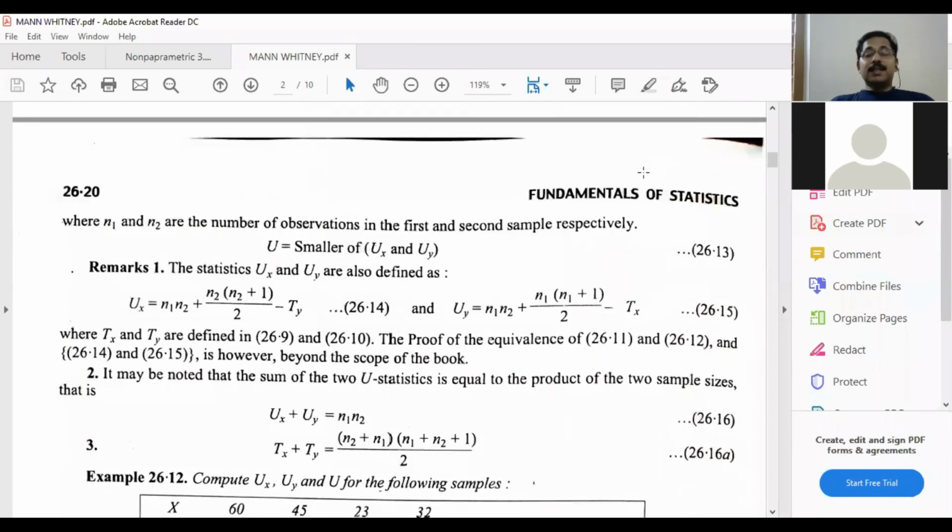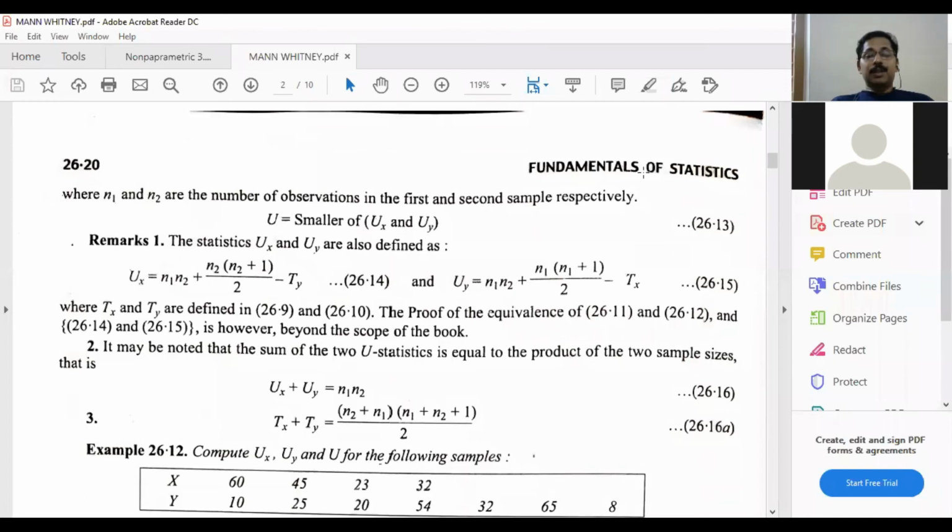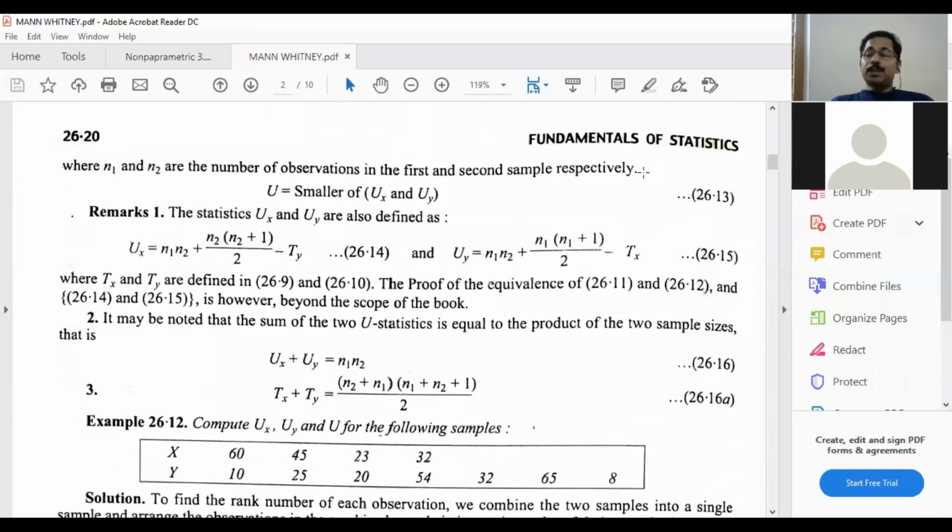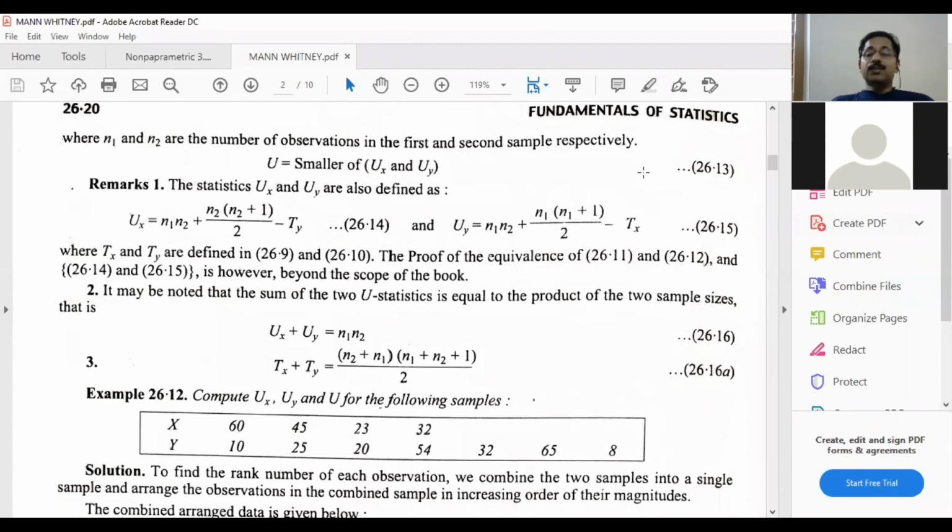Now the test statistic U is the smaller of Ux and Uy. In the Wilcoxon test, the statistic T is the smaller of T plus and T minus. Here, U is the smaller of Ux and Uy. This statistic can also be defined using another formula: Ux is n1 n2 plus n2 into n2 plus 1 by 2 minus Ty. This is a formula connecting X and Y. Similarly, Uy is n1 n2 plus n1 into n1 plus 1 by 2 minus Tx. You can use this formula also.